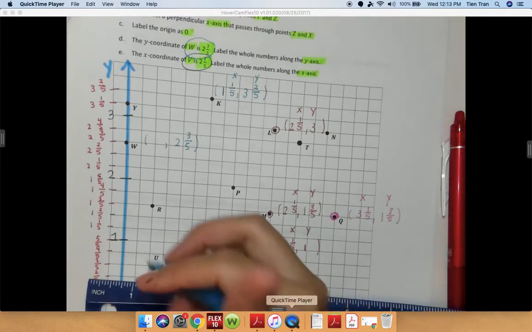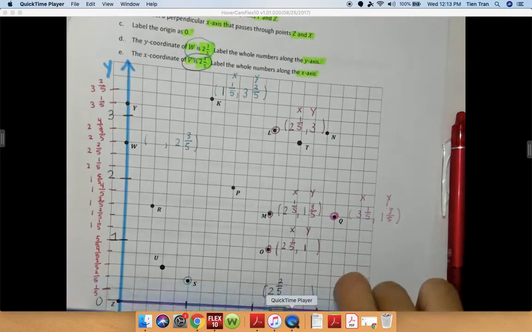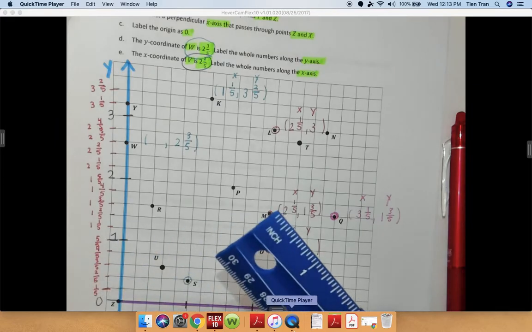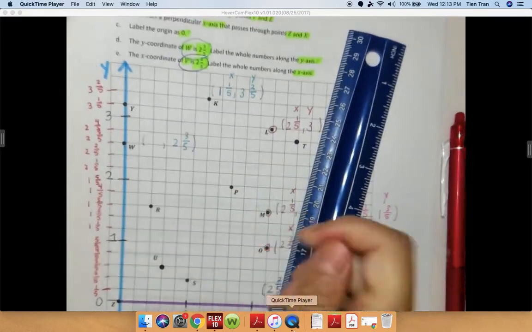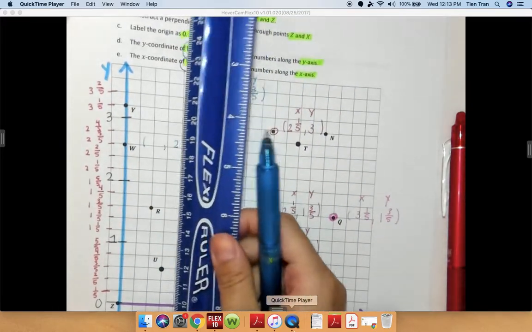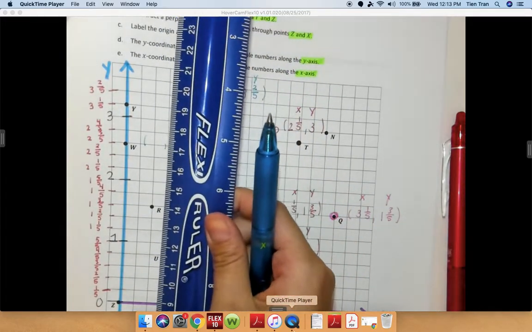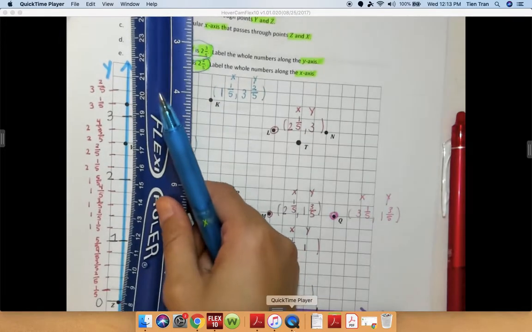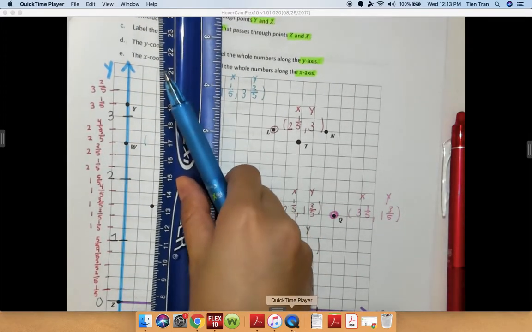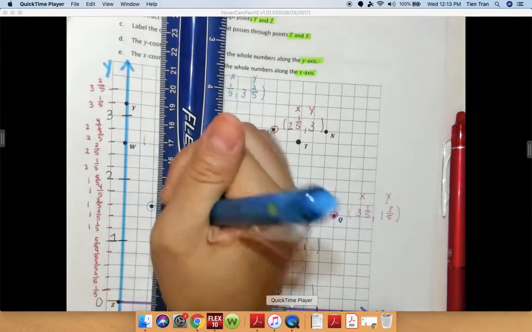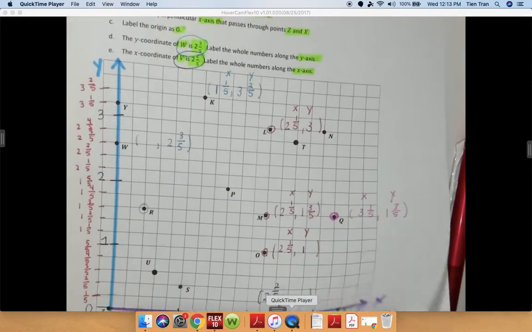2/5, and the only one is the letter S. Wait. Sorry, not that one. So it's going to be from the y-axis. So y-axis, I'm going to move it over. It's tricky, right? So 2/5 from the y-axis is going to give you R. So I'm going to write down the letter R.